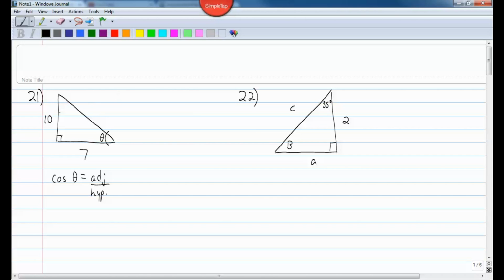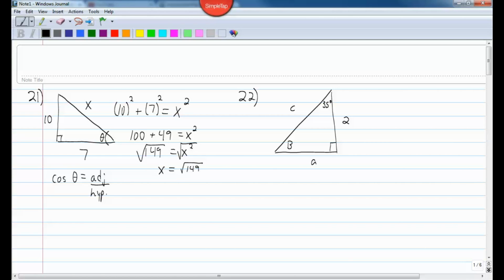The Pythagorean Theorem says that the sum of the squares of the two legs of a triangle is equal to the square of the hypotenuse. So 10 squared plus 7 squared is equal to the hypotenuse, and I'll just make the variable x, so it's equal to x squared. That's 100 plus 49 equals x squared, or 149 equals x squared. Take the square root of both sides. So x is equal to the square root of 149. Since this is a length, we don't have a plus or minus in front. It's just the positive square root of 149.